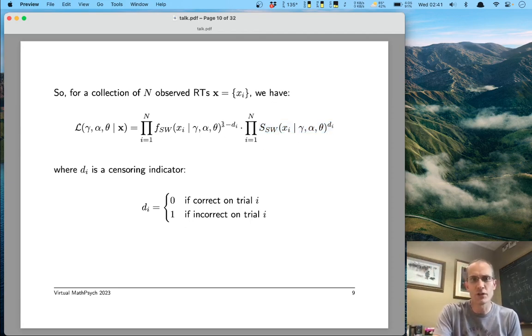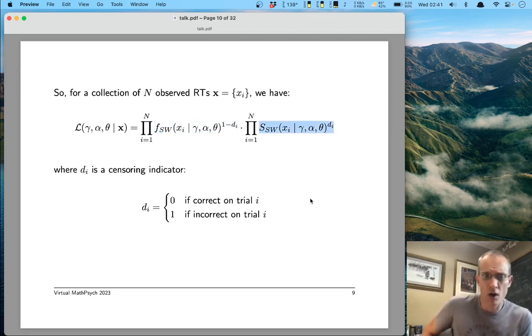The way we do that is we raise them to this power, 1 minus di or di, where di is a censoring indicator. Di is equal to 0 if it's a correct trial and 1 if it's an incorrect trial. So what does that get you? Well, if it's a correct trial, then the exponent on the density is 1. So for the correct trials, you're using the density function and you're not using the survivor function, and vice versa on the incorrect trials. If the indicator is 1, then this 1 minus 1 becomes 0, and so that all goes away and you're just using the survivor function. So that's it. That's all that you need to do.